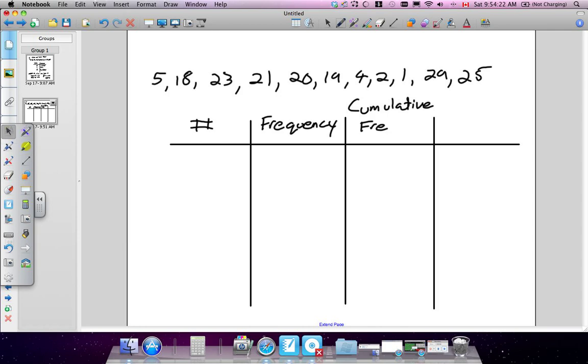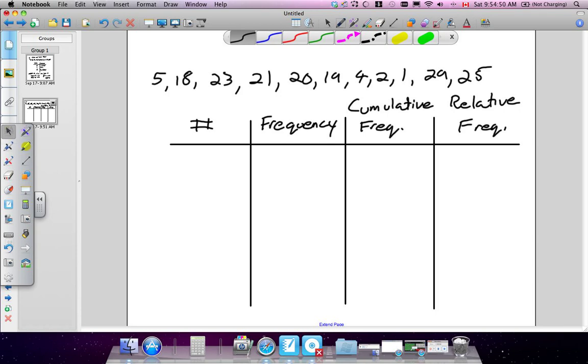Good. So first we got to count the frequency of them. So how many 0 to 9 numbers are there? We have 1, 2, 3, 4. Good. So the frequency of the first column is 4. Then we got to look for numbers from 10 to 19. 1, 2. Is that it? Yeah. Okay. 2. And then finally our numbers from 20 to 29. 1, 2, 3, 4, 5.